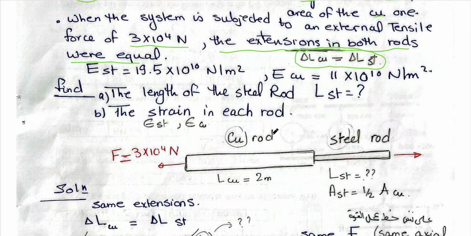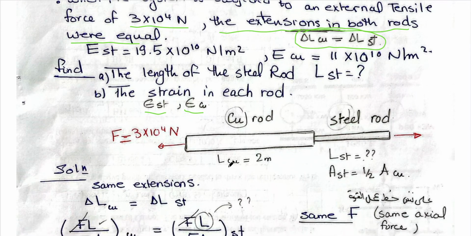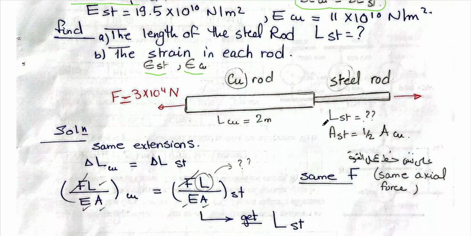The second required is the strain in each rod. We want the strain in the steel rod and we want the strain in the copper rod. Again, we will draw a sketch or a simplified figure for this problem. So we draw a copper rod connected to a steel rod and we apply the external force, as we discussed in the lecture. It's from both sides, these are two forces. Then we put all the givens on the sketch. We have the length of the copper. We don't have the length of the steel rod. The area of the steel is half the area of the copper.